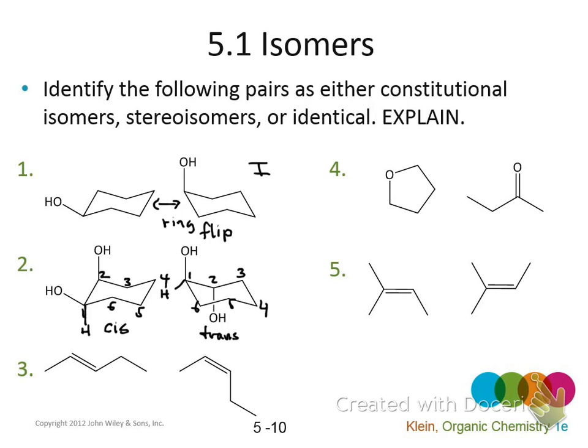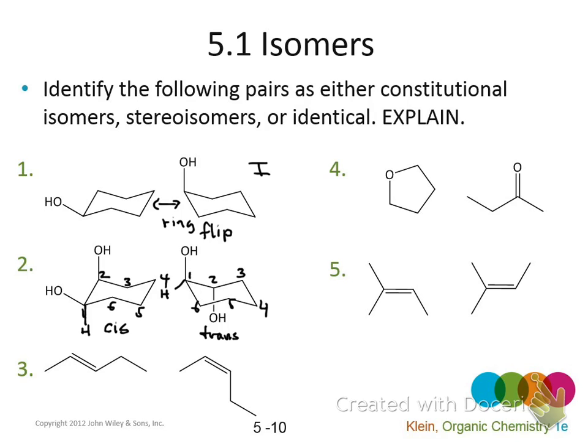Oh, sorry. Let me back up and explain why I did it. I don't even think about these things sometimes. So I numbered it and I counted it to make sure they're constitutional isomers. If they're at the very least constitutional isomers, they can be stereoisomers or they can be identical. But if you do the counting of the carbons and you get different numbers, then they can't be any of them. That's just the way my brain is.